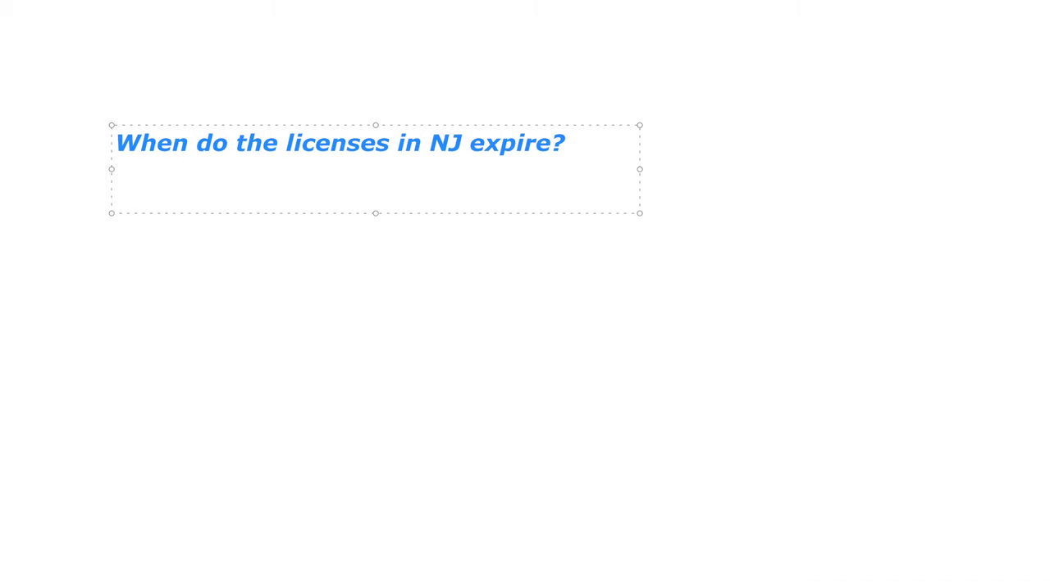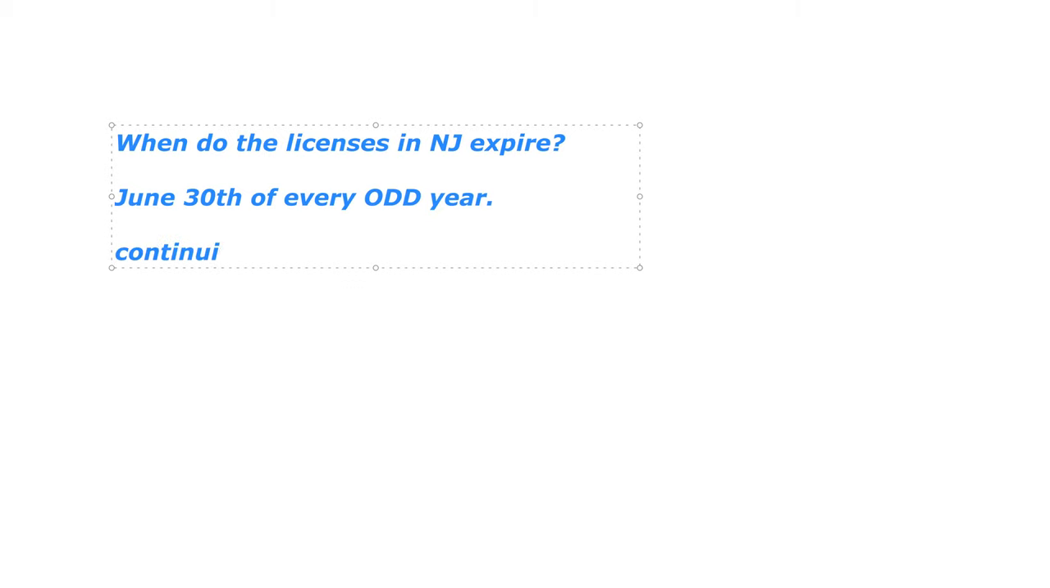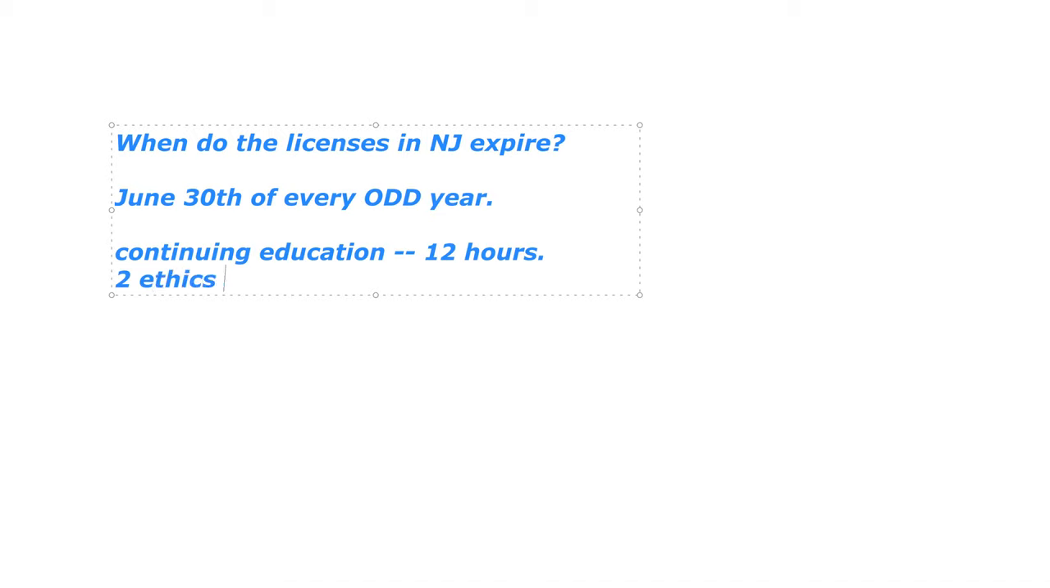June 30th of every odd year. Now, there's something that we need there. We need to have continuing education. How much continuing education do we need every 2 years? 12 hours. Yeah. Two of them need to be in ethics.